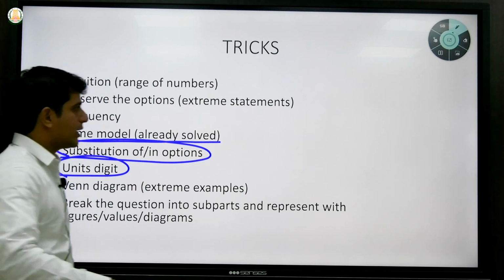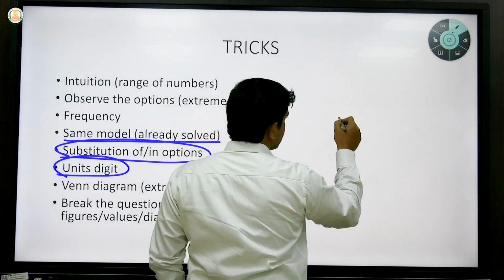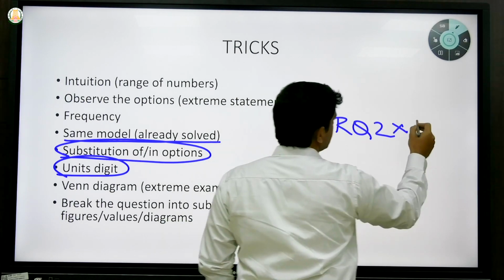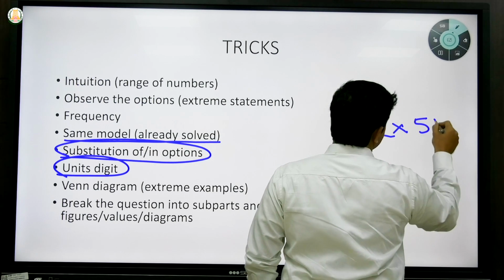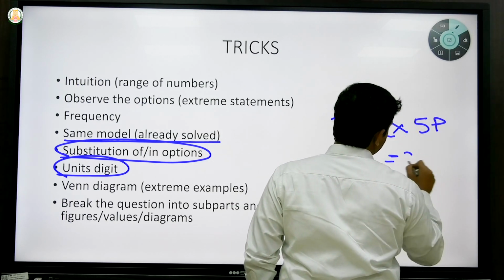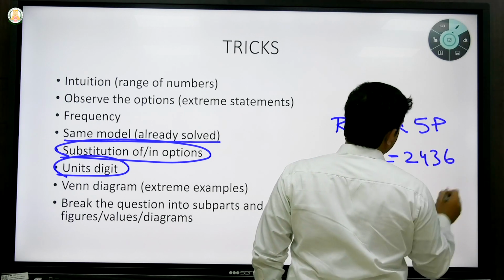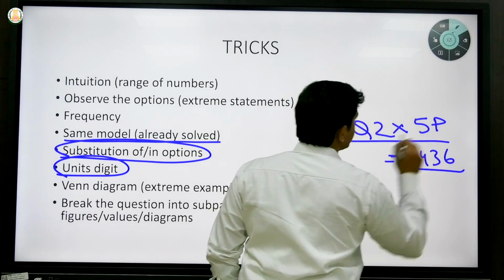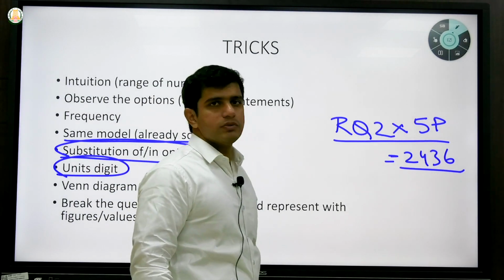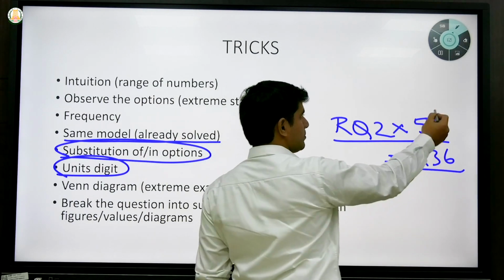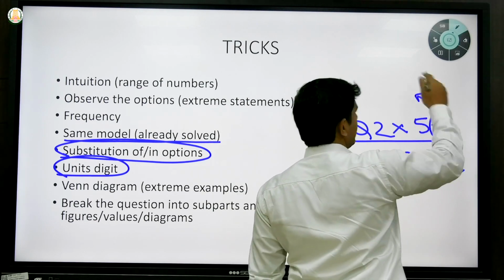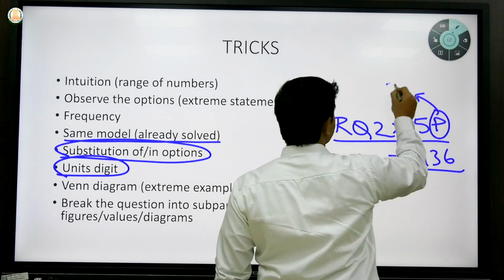Maybe I'll give an example again. They have given you something like this: RQ2 into 5P is equal to 2436. Can you tell me what is P? So first answer, again you have to go 1, 2, 3. So 3 will be the first answer.